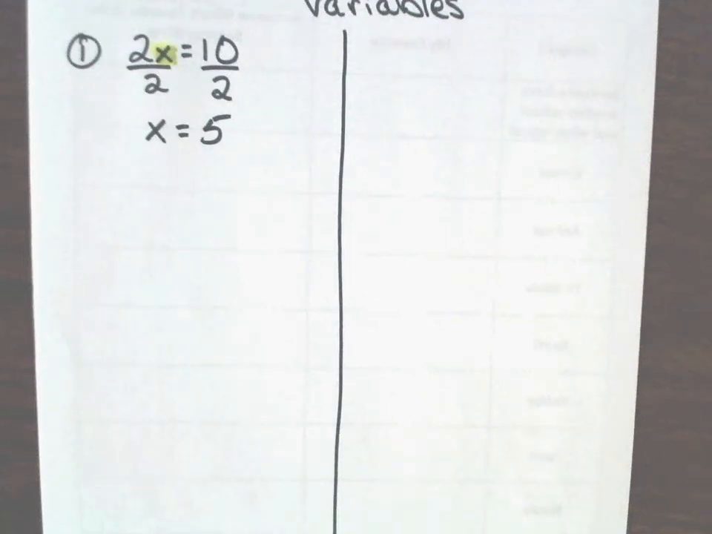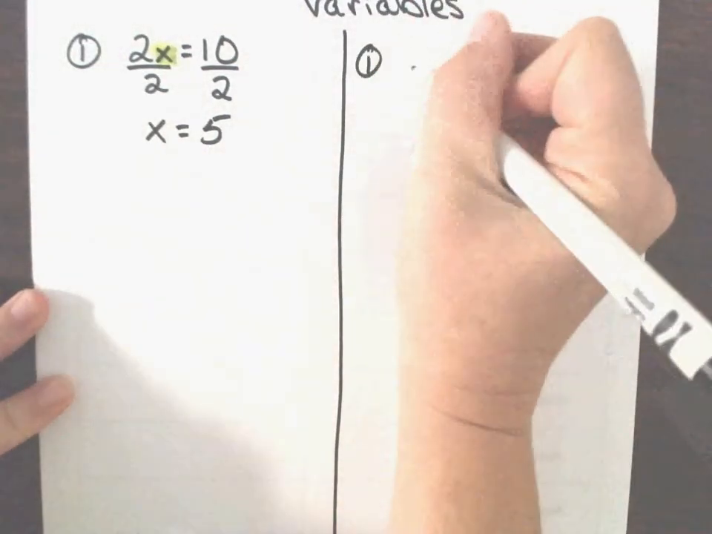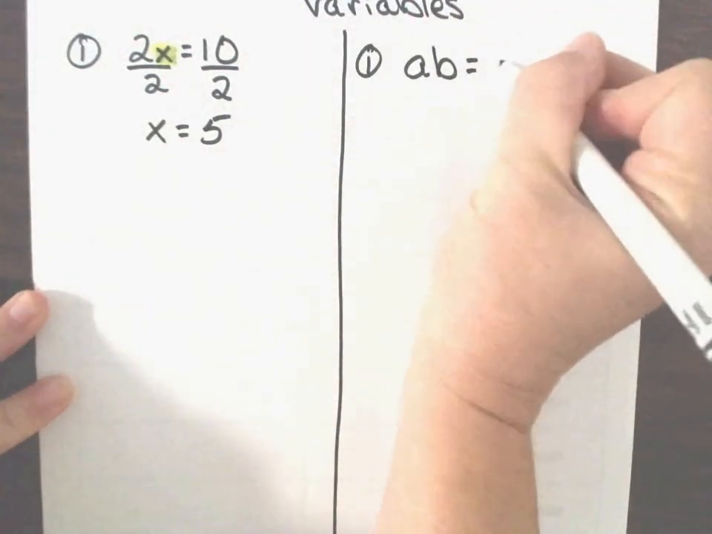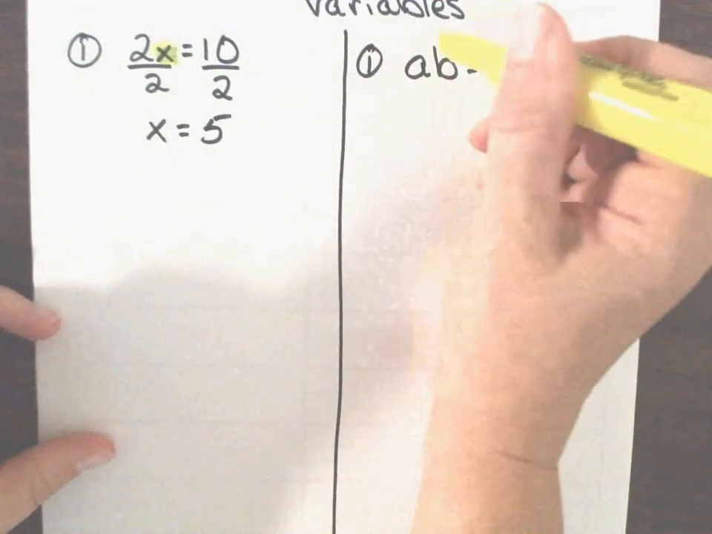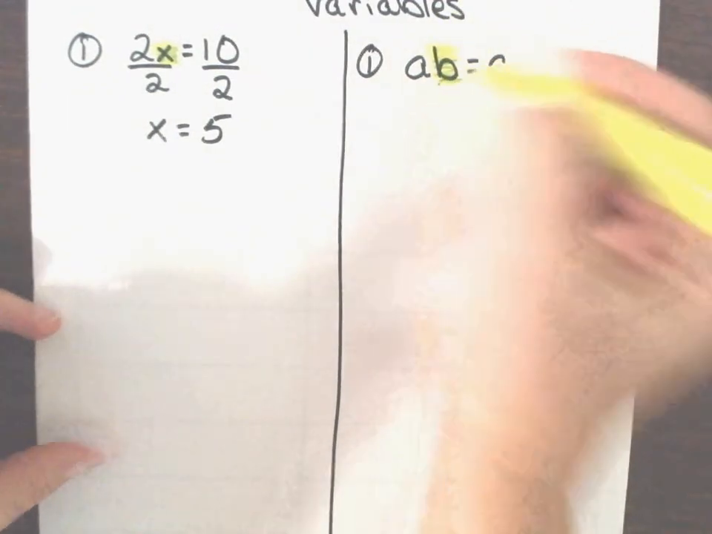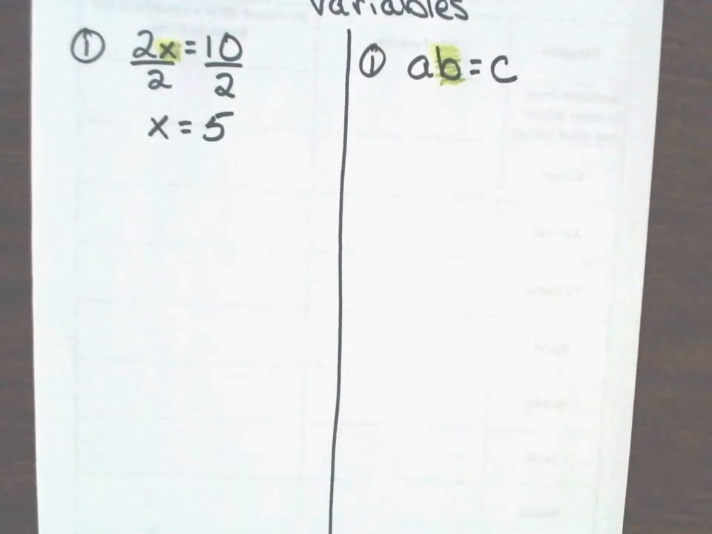The literal part of that, or if I took this equation and made it a literal equation, would be something like this: AB equals C. So I removed all of the numbers. When you have a literal equation, you will be told what letter to solve for. So you'll either be told to solve for A, B, or C, whatever. In this case, I'm going to highlight B. Sometimes that letter is bold, sometimes it's italicized, something like that.